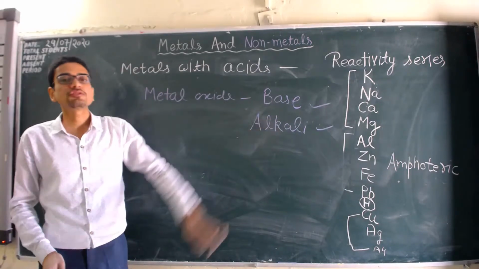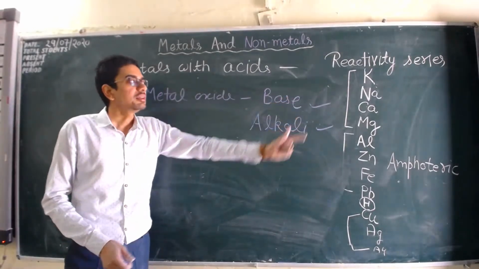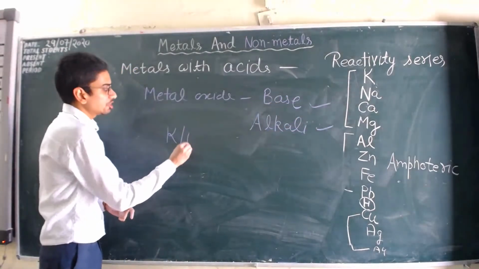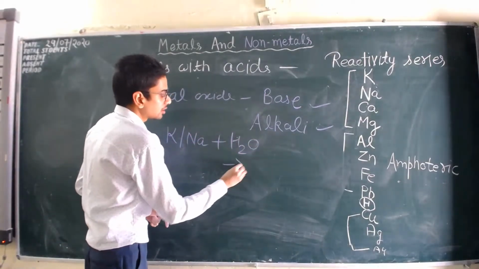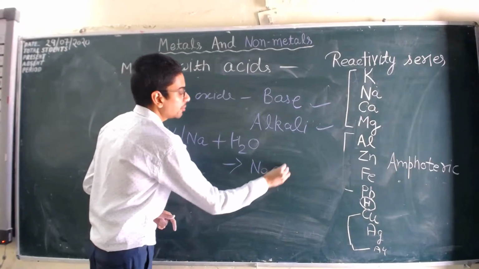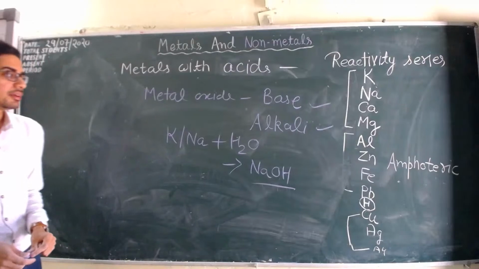The bases that dissolve in water are alkalis, and only strong metals make alkalis, like sodium and potassium. In their reaction you saw that sodium hydroxide is soluble in water. This is an alkali. Okay?